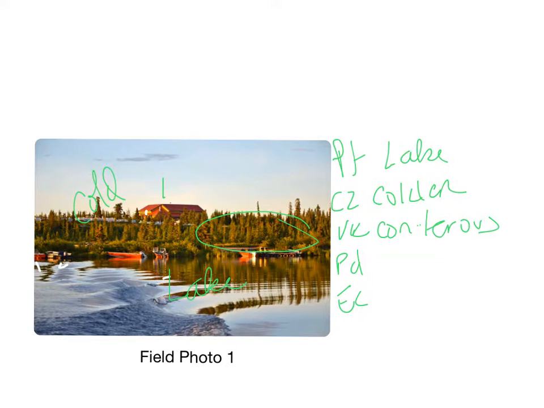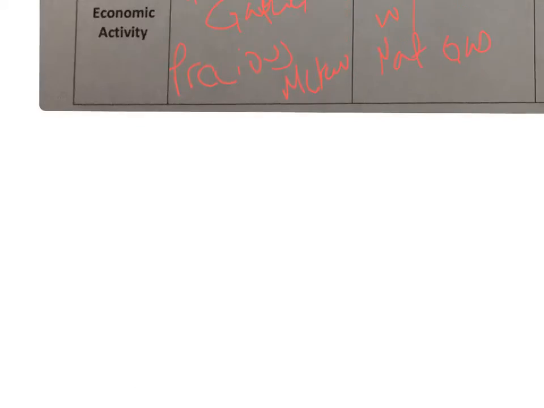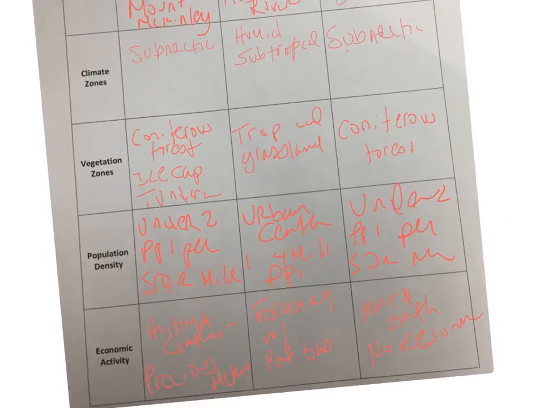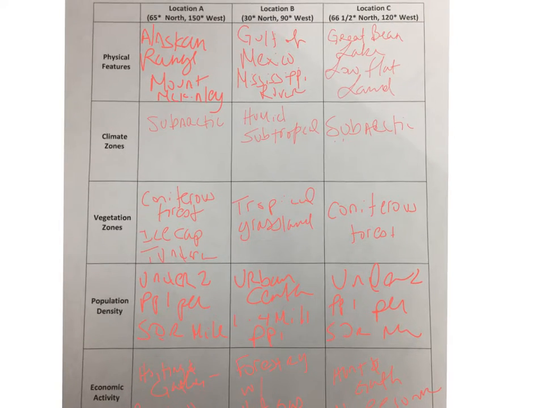And my population density should be low. And my economic activity, based on what I'm seeing here, I see a lake, and I don't see anything else. There might be forestry because we see trees, but there might be hunting because of the lake. Maybe they're hunting fish. And so on this information, I'm then going to compare to my graphic organizer, and I'm going to see which one does this best match.